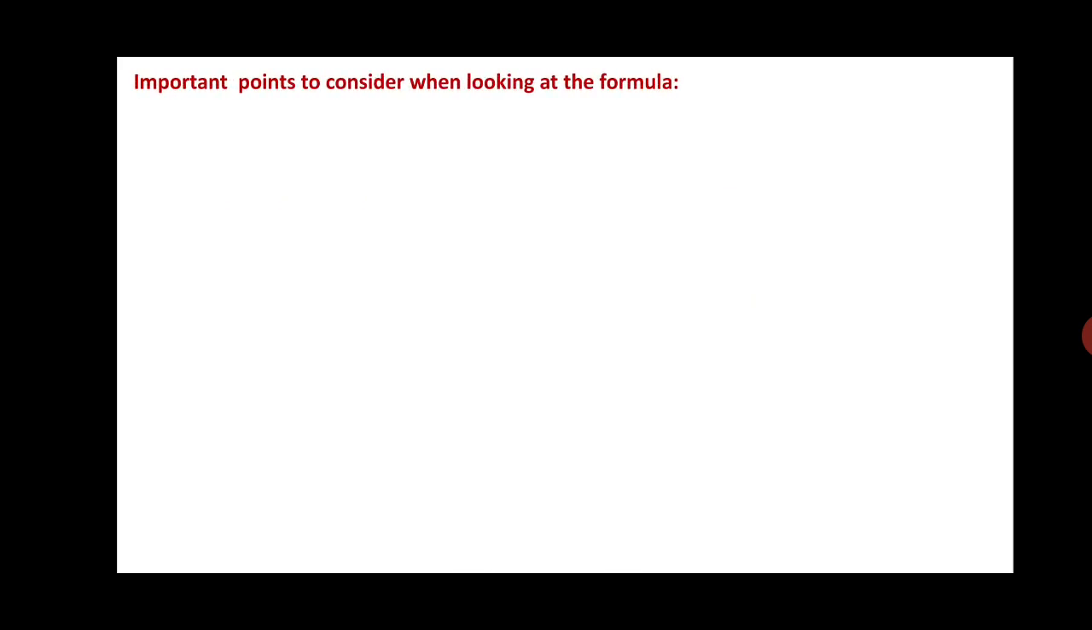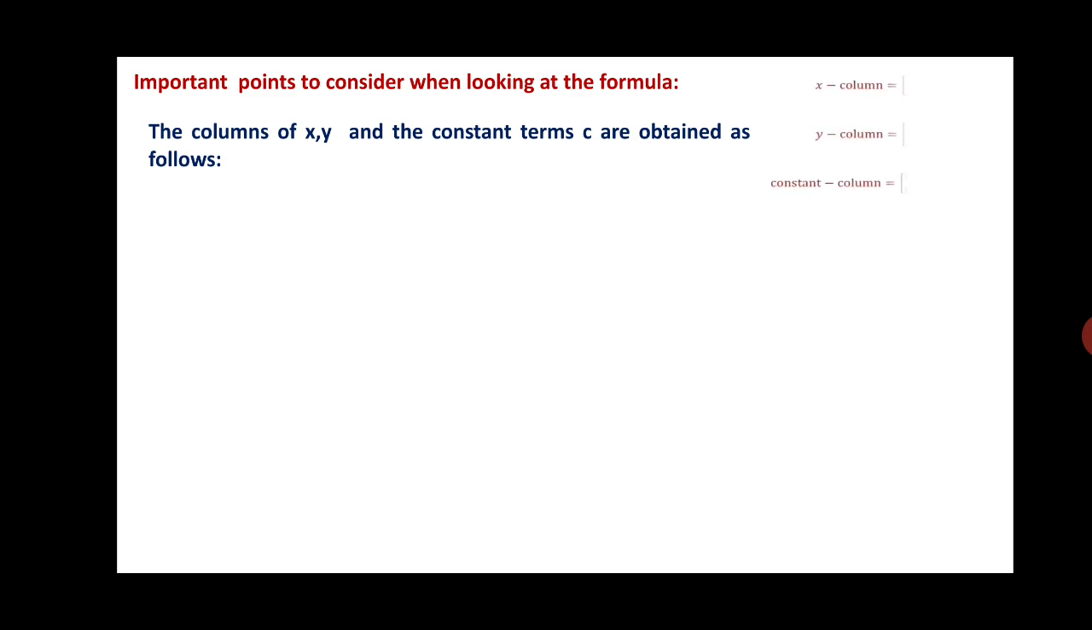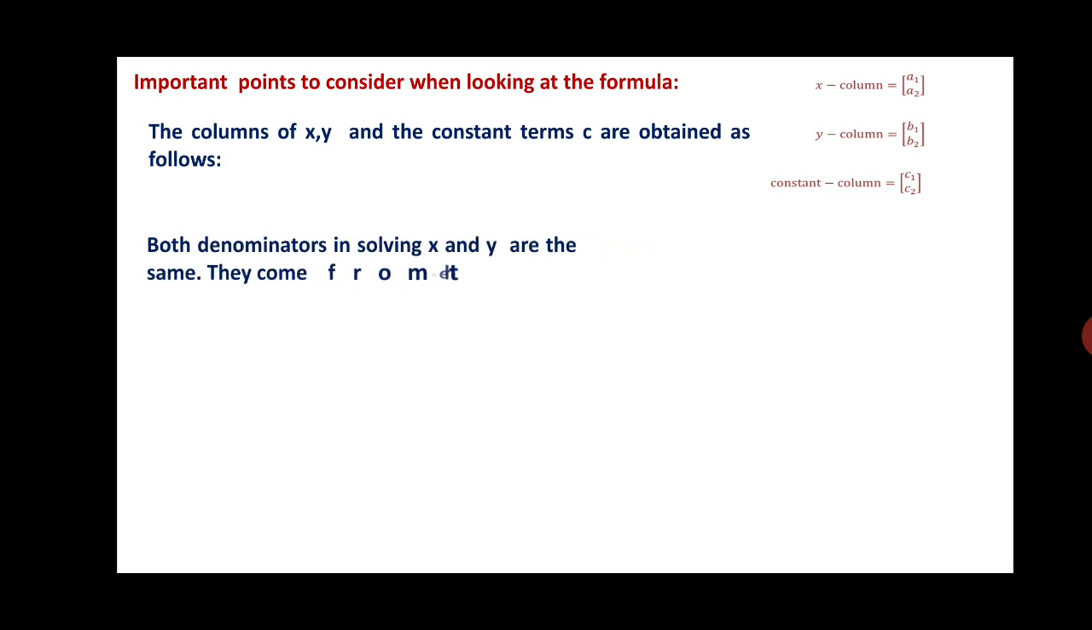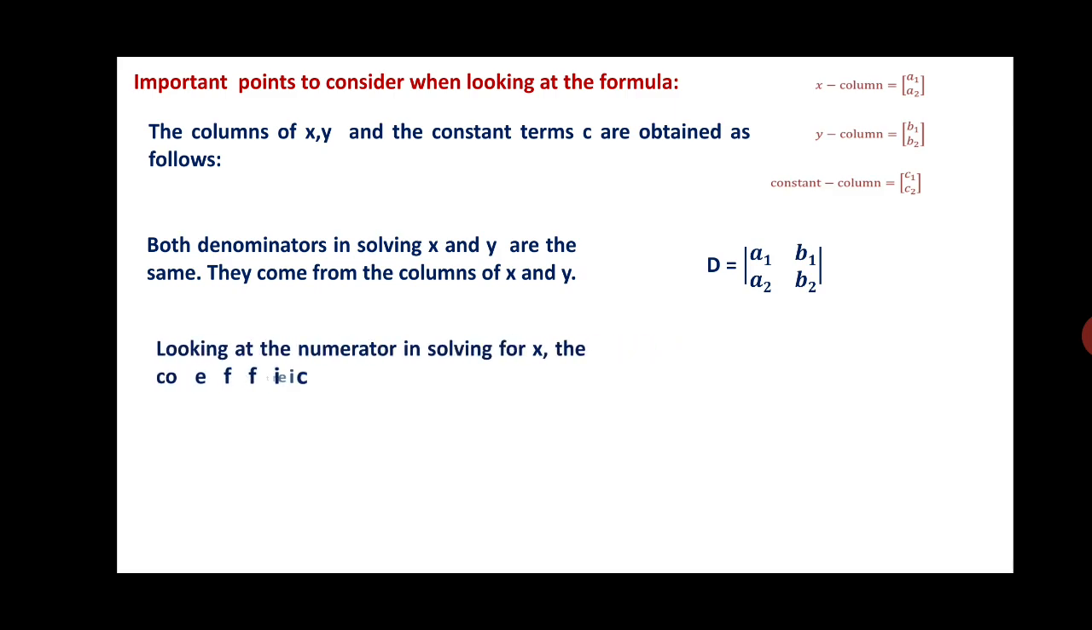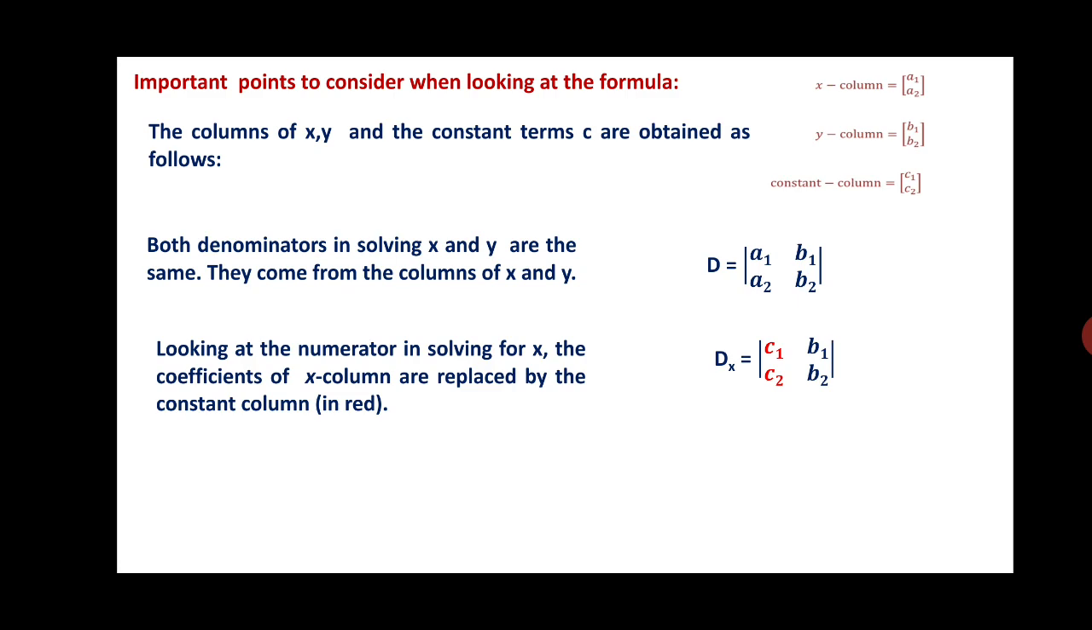Let us consider some important points when looking at the formulas. The columns of x, y and the constant term c are obtained as follows: the x column is a1 a2, the y column is b1 b2, and the constant column is c1 c2. Both the denominators in solving x and y are the same. They come from the columns x and y, that is D is equal to a1 b1 and a2 b2. Looking at the numerator in solving x, the coefficients of x are replaced by the constant column in red, that is Dx is equal to c1 c2 b1 b2. a1 a2 is replaced by c1 c2.